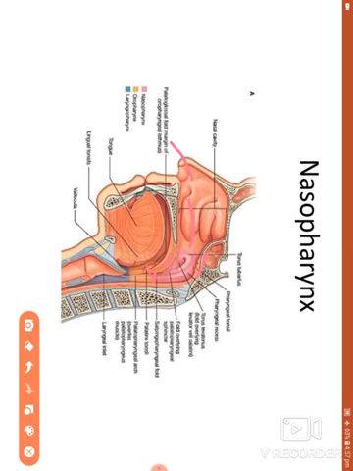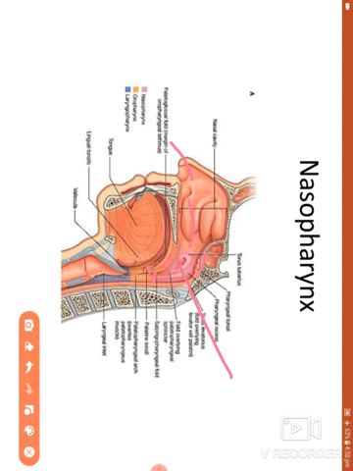Then in this nasopharynx, in the posterolateral part, you can see there is an opening. This opening is the opening of the auditory tube. The auditory tube is the tunnel which connects the middle ear to the nasopharynx, which helps to maintain the equilibrium of pressure between the sides of the tympanic membrane. That is, the pressure inside the middle ear and the pressure outside, for proper vibration actually.